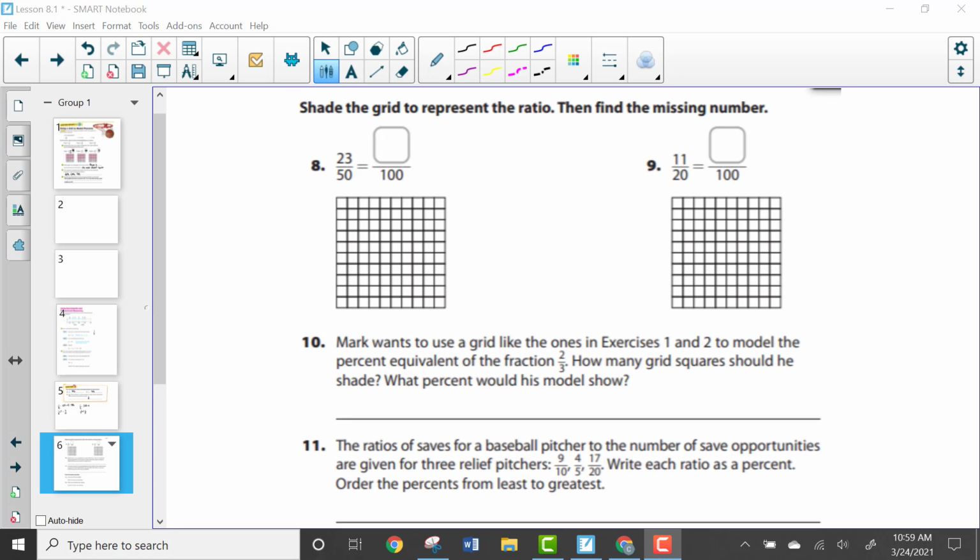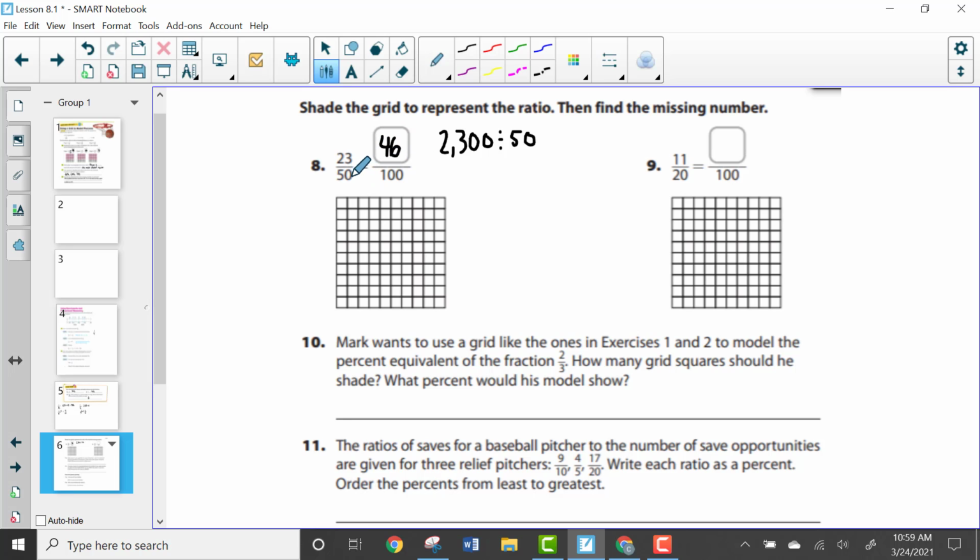So let's take a look at some questions on page 207. It says shade the grid to represent the ratio, then find the missing number. Now, again, if this is already set up as a proportion, we could take 23 times 100. That's going to give us 2,300. We divide that by 50. That's going to give us 46.